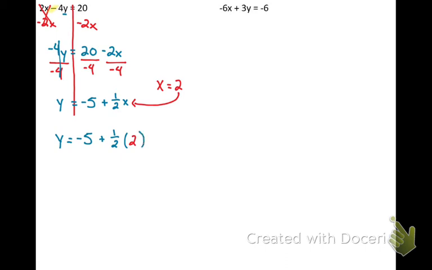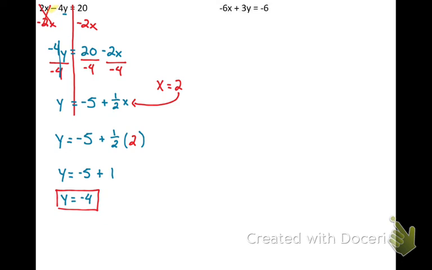Order of operations says we'll multiply the 1/2 and the 2 first. So we'll get y equals negative 5 plus 1. Half of 2 is 1. And then negative 5 plus 1 is going to get me negative 4. So again, when x equals 2, your y equals negative 4.